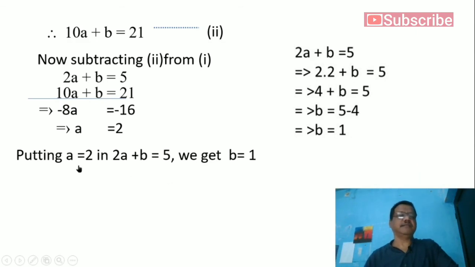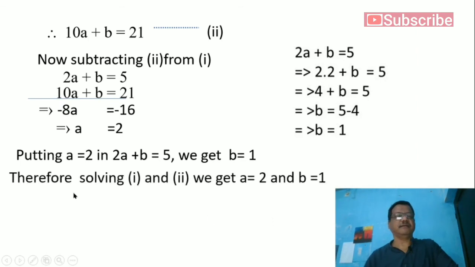So what is your answer? Your answer is a equal to 2 and b equal to 1. Solving equations 1 and 2 we get a equal to 2 and b equal to 1, and these are the solutions of a and b. That is what we were to find, isn't it? So that's all. Thank you.